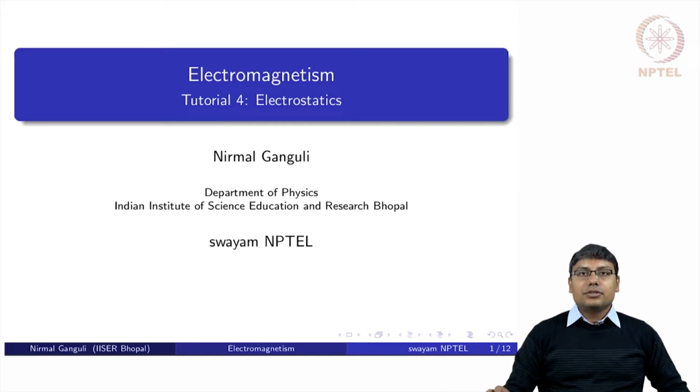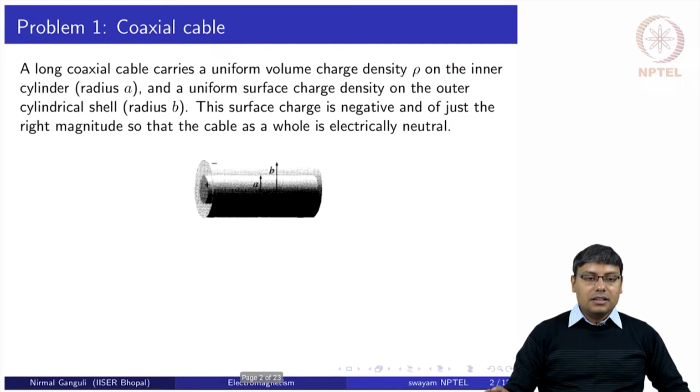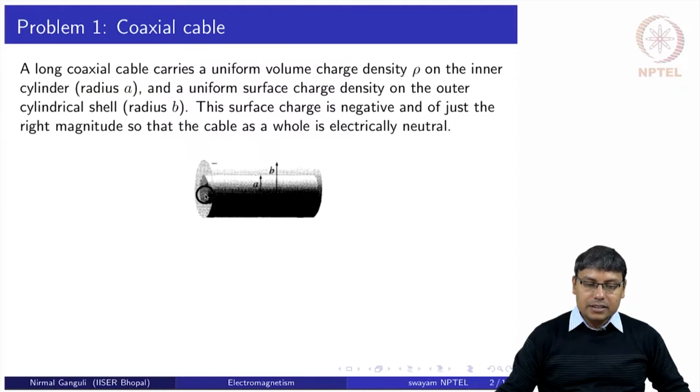Hello. So, now we are going to do the fourth tutorial, that is on electrostatics. The first problem in this tutorial is about a coaxial cable. You can see that there is one cable inside one cylinder and one cylindrical shell outside of it. That makes a coaxial cable.